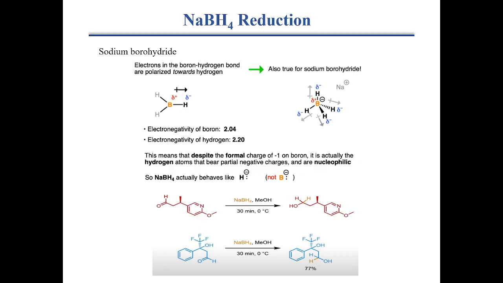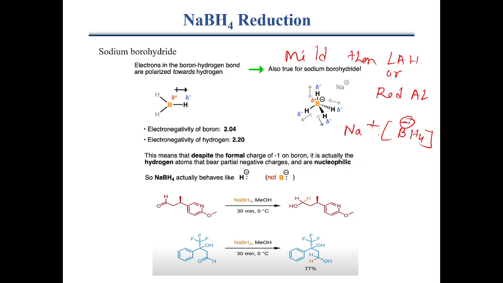Now this is the sodium borohydride reduction. This is milder than LAH or Red-Al. The same concept is here. If we write the sodium borohydride structure, Na plus BH4 minus, we are writing a negative charge on the boron. We all know boron is a metal. So first, that's why it should be electropositive.